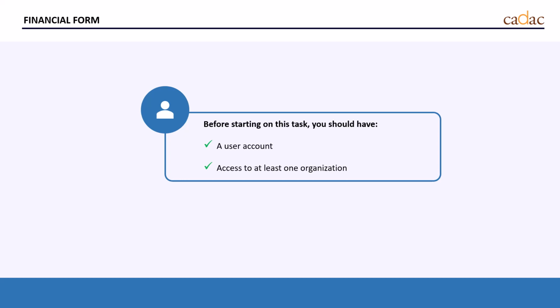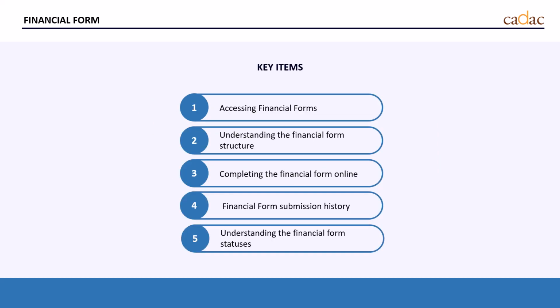Now let's go over the key items that will be covered in this video. When applying for or receiving core funding, arts organizations must complete their financial forms. This video will help make sense of this process. The key items that we will cover in this video are how to access financial forms, understanding the financial form structure, how to complete the financial form online directly in CADAC, accessing the financial form submission history, and how to view and understand the various financial form statuses.